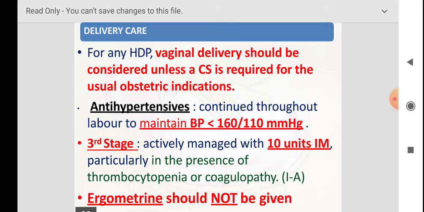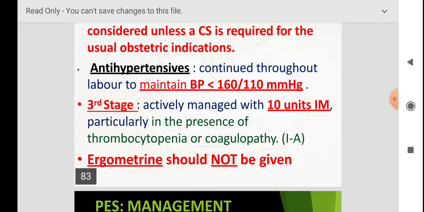During delivery, vaginal delivery should be considered unless C-section is required for usual obstetric indication. So, there is no special indication for cesarean section in case of preeclampsia per se. Only if there are any other obstetric indications arising, then you can take her for a section. Then antihypertensive should be considered once the BP is uncontrolled, because you have to maintain her BP to less than 160/110 throughout the labor.